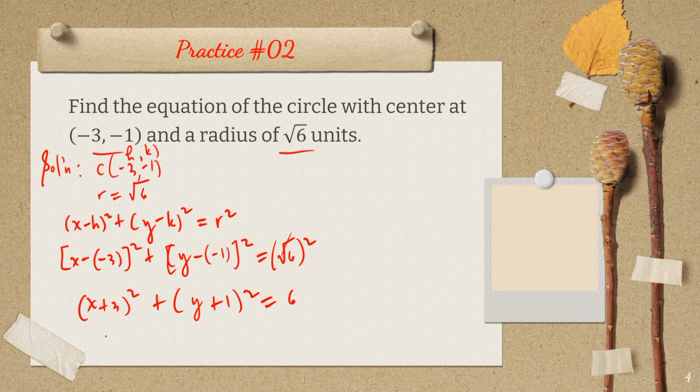Therefore, the equation of the circle is (x + 3)^2 + (y + 1)^2 = 6.